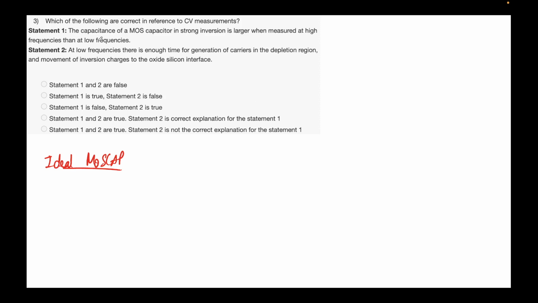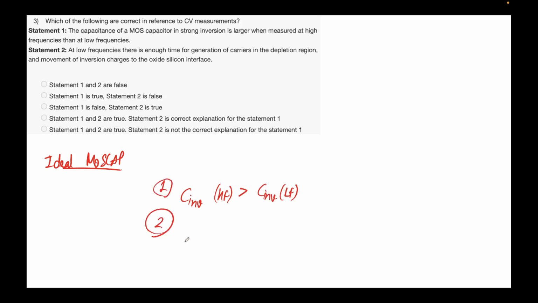The question asks, statement 1 says the capacitance of a MOS capacitor in strong inversion is larger when measured at high frequencies than at low frequencies. So what it's saying is that C inversion for high frequencies is larger than C inversion for low frequencies. This is statement 1.